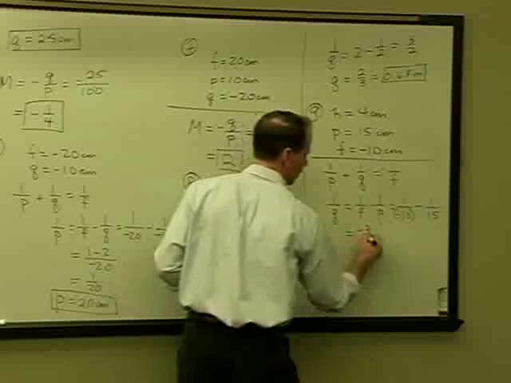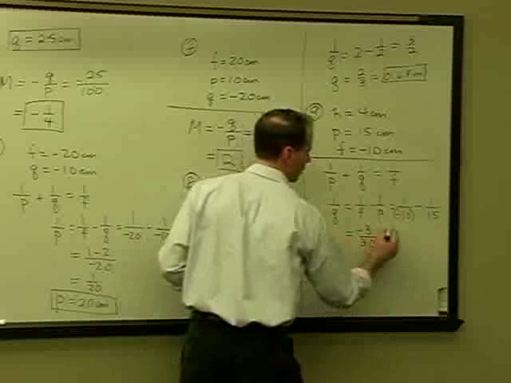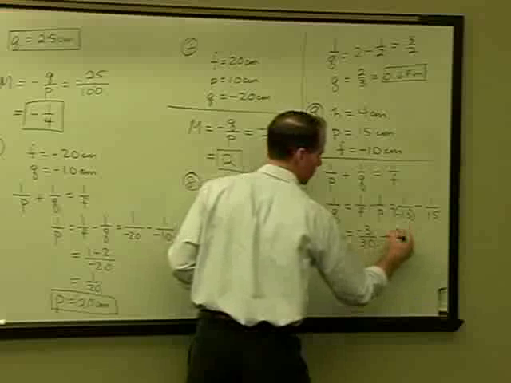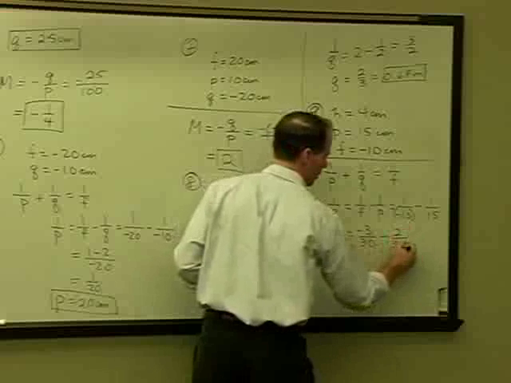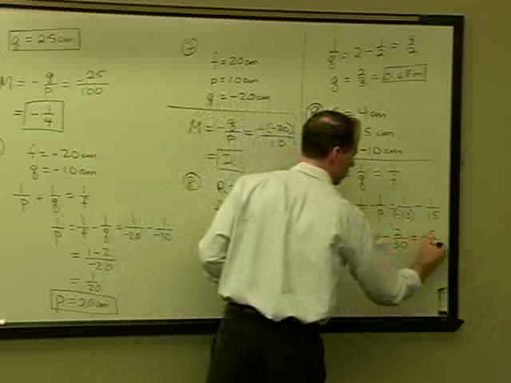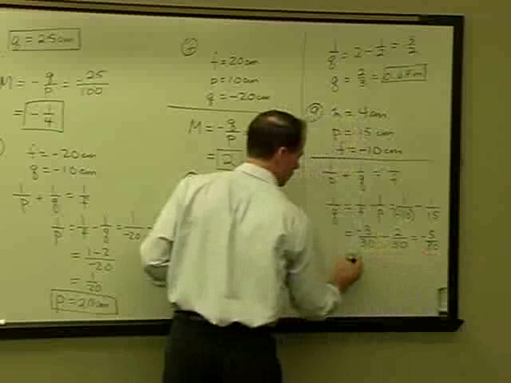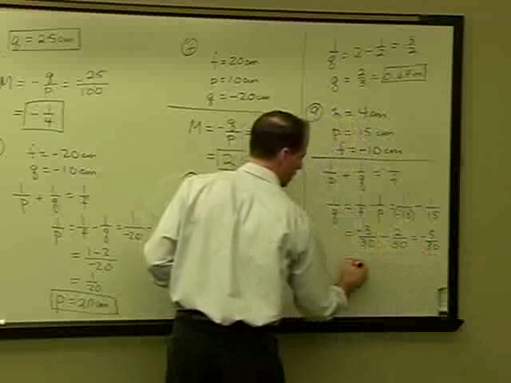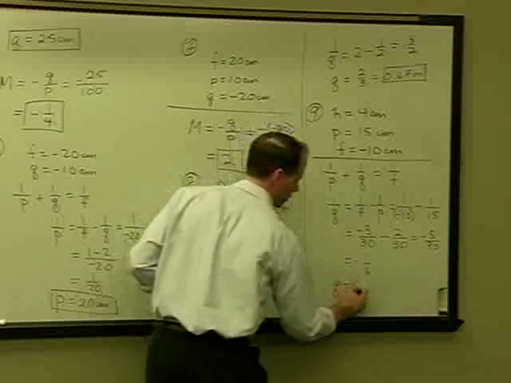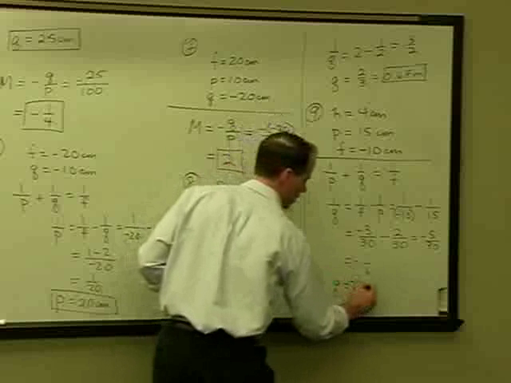So we'll have a negative 3 over 30 minus 2 over 30. Negative 3 minus 2 will give us a negative 5 over 30. So 1 over q would be negative 1/6. So q equals negative 6 centimeters.